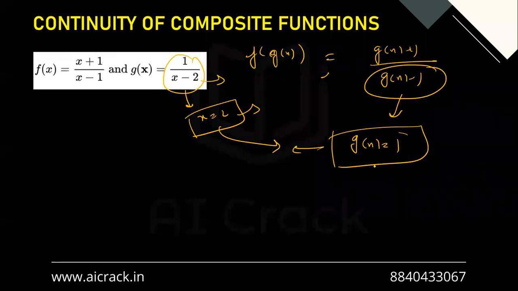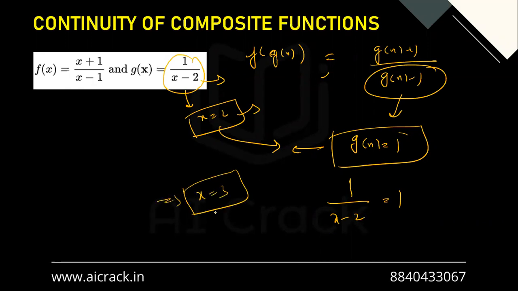So let's try to do it. g(x) is what? 1 upon x minus 2. That would be 1, and that would give me x equals 3. So at x equals 3 and at x equals 2, these two points will give us the points of discontinuity of this composite function.